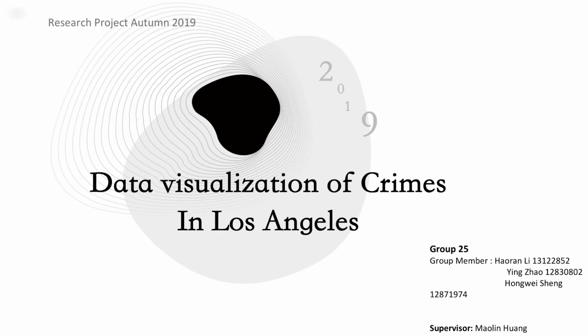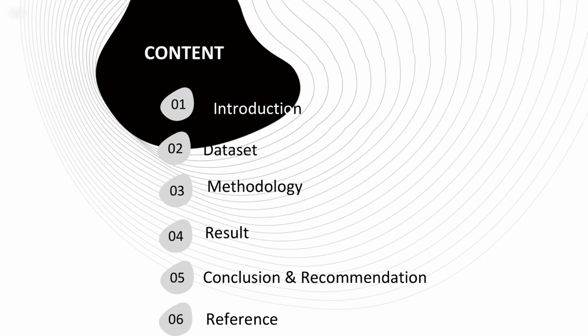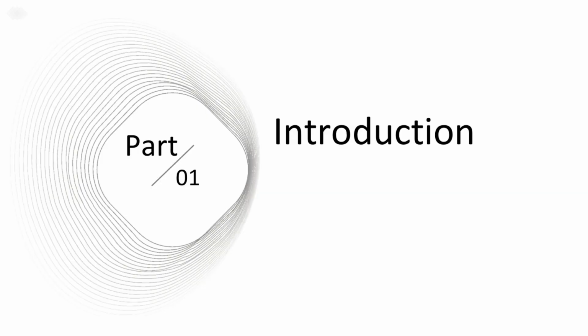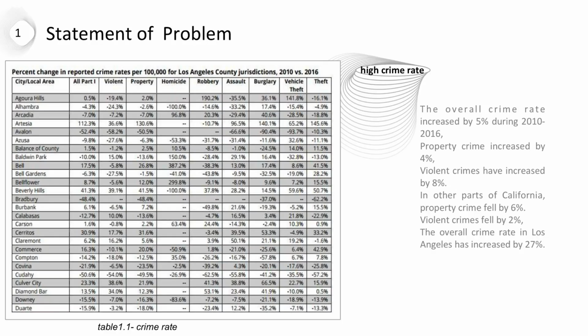Our topic is data visualization of crimes in Los Angeles, and the presentation today includes introduction, dataset, methodology, result, conclusion, recommendation, and reference. Criminal incidents are common problems faced by the whole world. With the continuous development of the world situation and the increased complexity of human beings, various contradictions and crimes are consistently emerging, from drug injury and killing, theft, and robbery to traffic accidents. It seriously affects the security and stability of countries and regions.